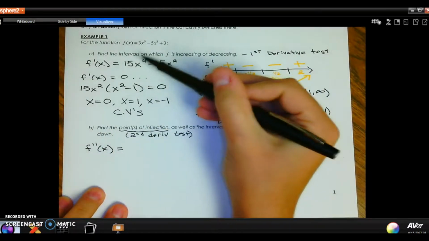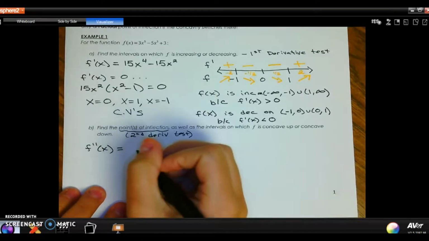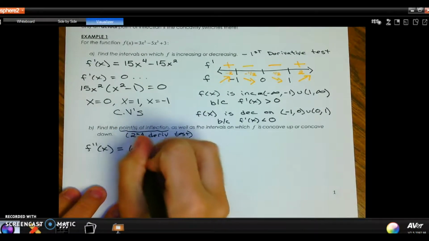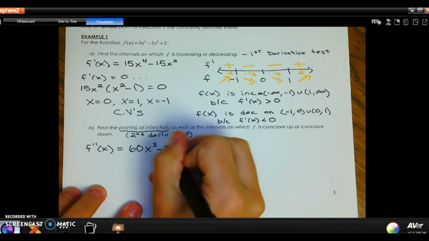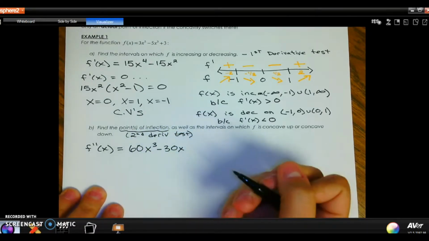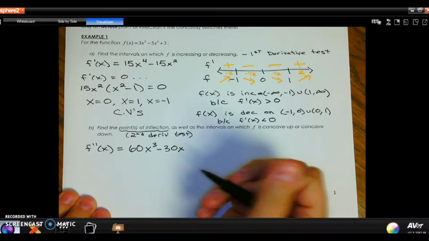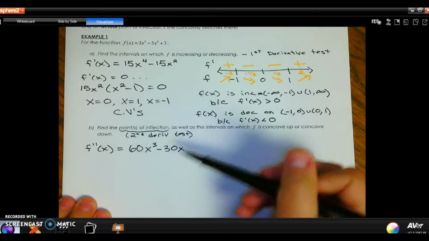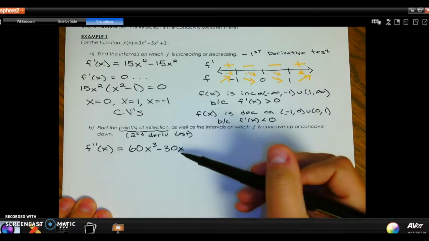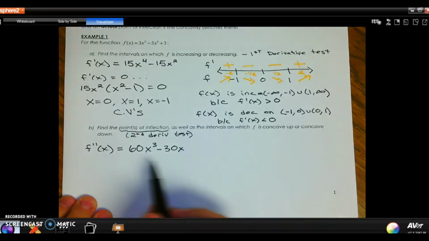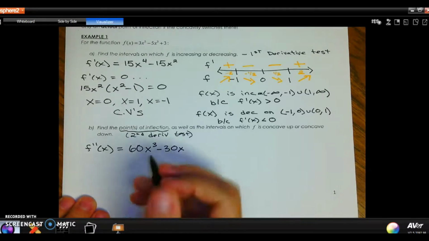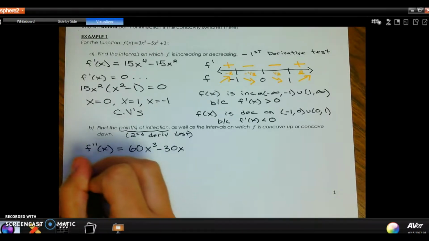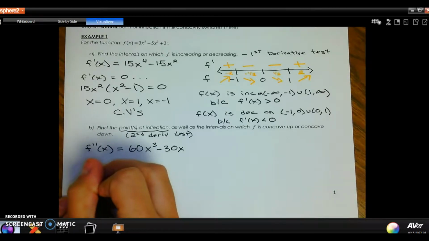So the derivative of this up here, 4 times 15, that's going to be 60x cubed, and then minus 30x. So there's my second derivative. And as you may suspect, we're going to figure out where this derivative equals 0 or where this derivative does not exist. So in this case, I don't need to worry about the derivative not existing because there's no restrictions on x there, but I can set that derivative equal to 0.